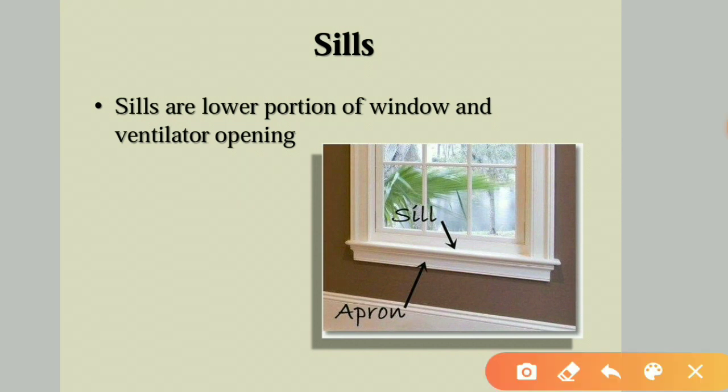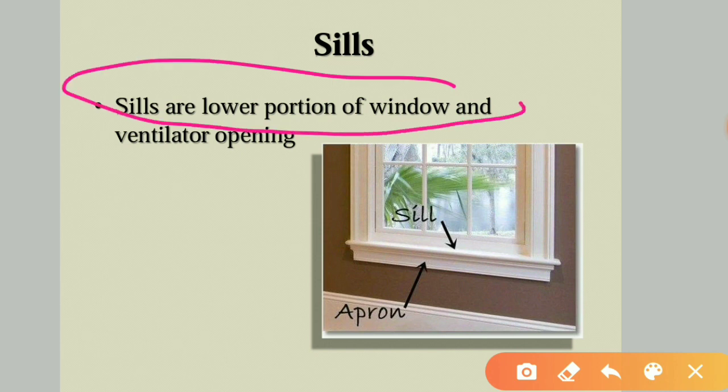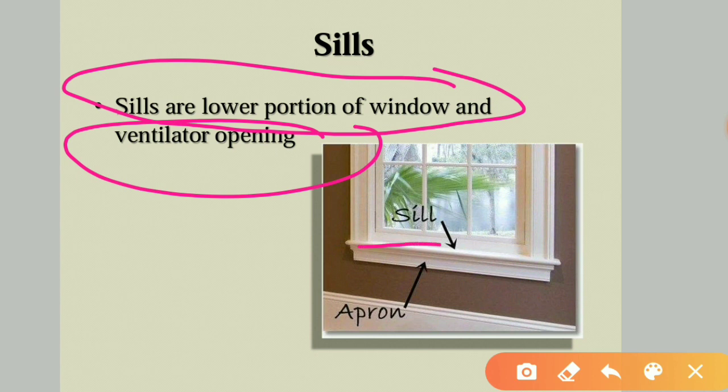Next component is sill. Sill means the bottom, the lower portion of the window and ventilator opening. If the bottom portion is called sill, then the bottommost is called apron.